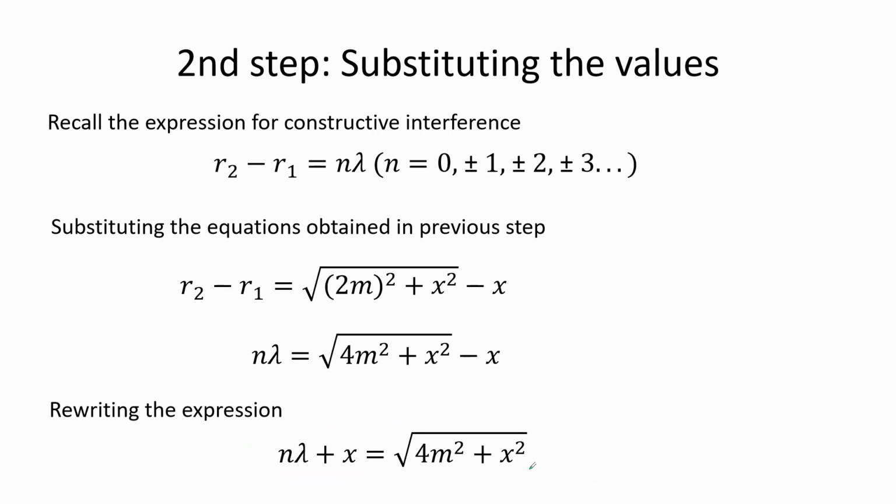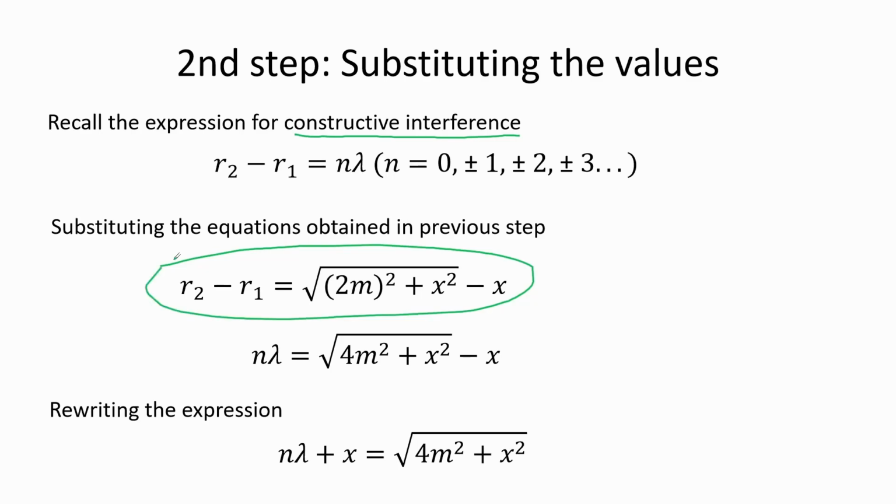Here we examine the scenario for constructive interference. So, we recall the equation for constructive interference, which is a multiple of n wavelengths. Substituting the equations obtained earlier and rewriting the expression.